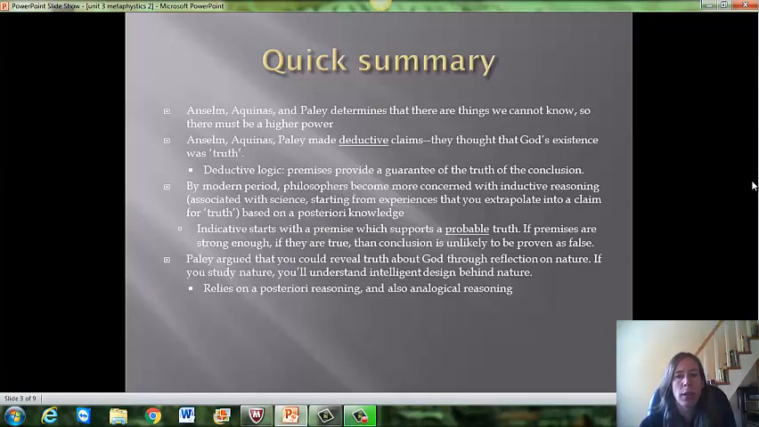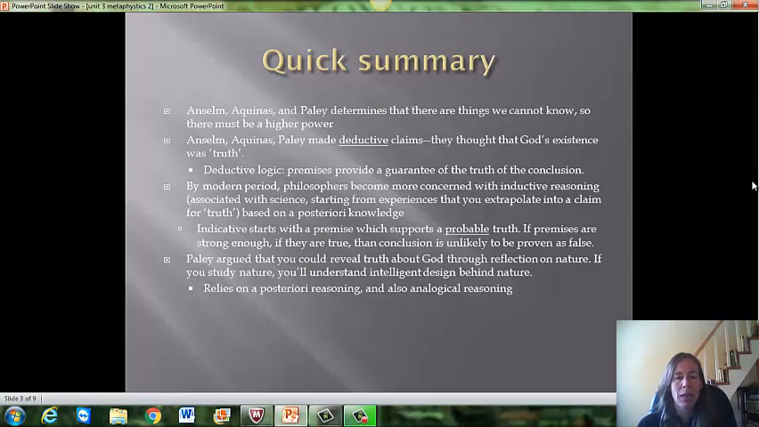It's associated with science. It starts with observations and experiences, and from there you extrapolate a claim for truth, a hypothesis. And so it's based on a posteriori knowledge. It is a form of inductive reasoning, and some people say that Paley's making an inductive argument, other people say he's making a deductive one. But anyway, don't forget that the difference between inductive and deductive has to do with the relationship between the author and the claim they're making.